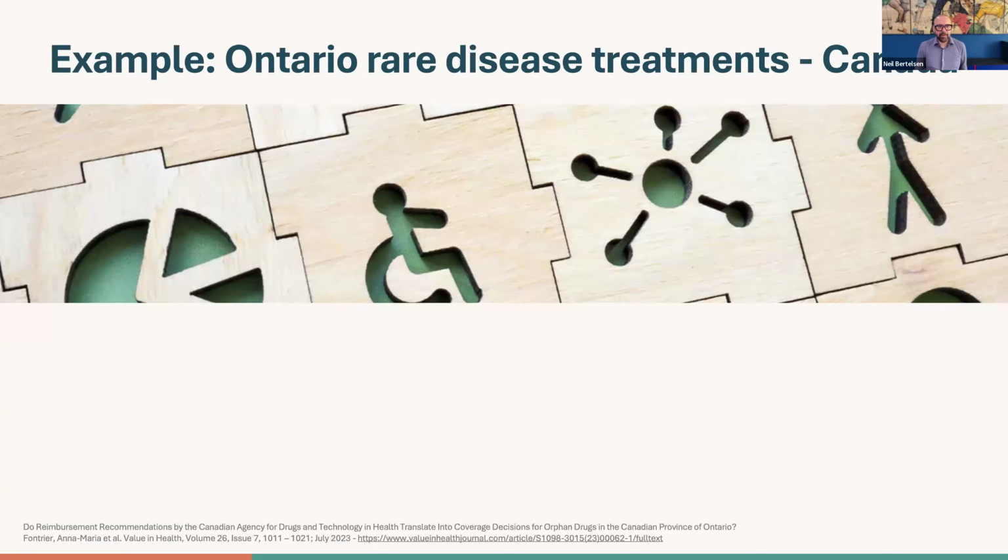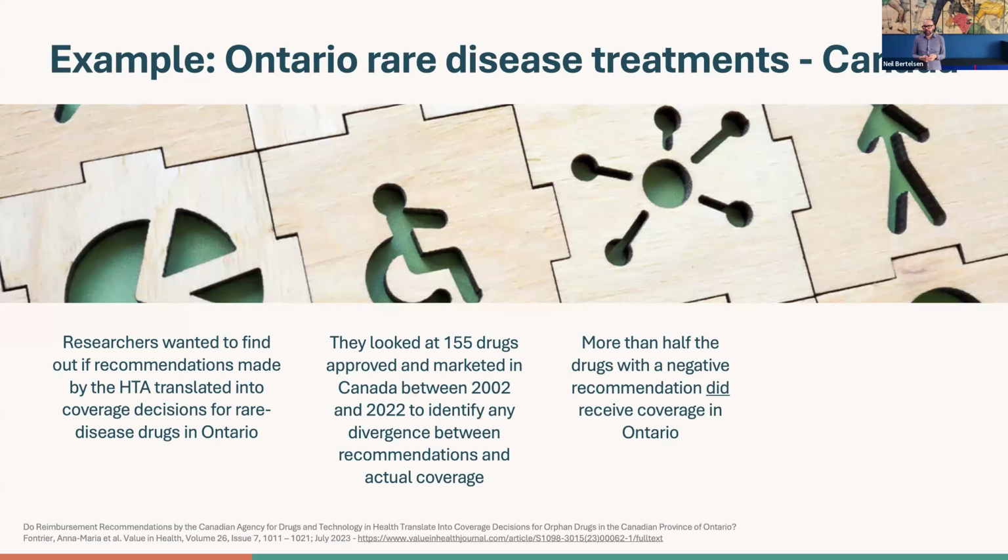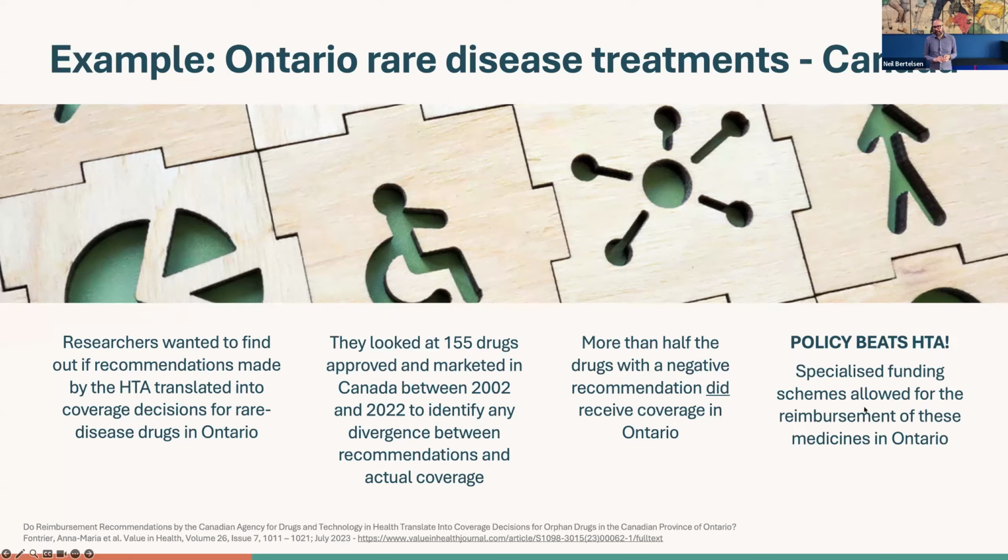And so they looked at 155 rare disease drugs that are available in Canada, so they've been approved by the regulator, to see is there a difference between what the HTA decides or recommends and what actually happens. And they found that more than half the drugs that had a negative recommendation, so the HTA body said you should not reimburse these medicines, did actually receive coverage in that province. And what that's telling us is that policy beats HTA.